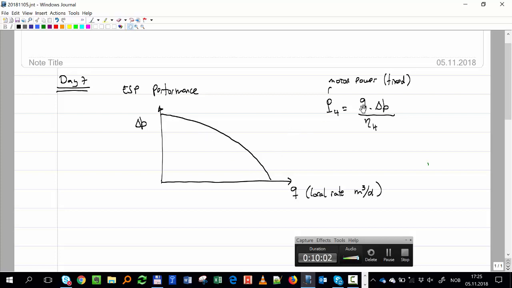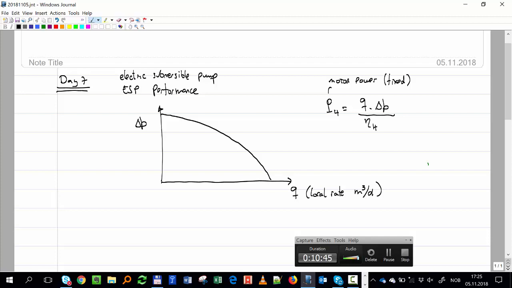And why is it curved if this is a line, right? The electric submersible pump is what gives energy to the fluid at the bottom hole. So why is it not linear? Well, simply because the efficiency is not constant. It will change with rate, and we are going to see a little bit about that. So this curve is how the pump performs.